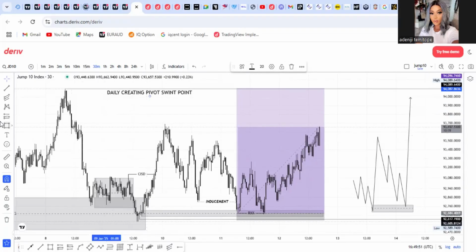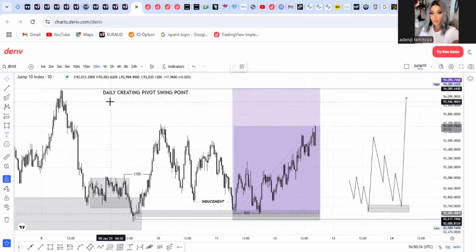All right, now we're going to look at this. What do you want to see? You want to see the power of 3. This is how you draw your confluence for this pattern. When you're looking out for this pattern, these are the things you want to look out for. If you're looking out for the pattern on a daily fair value gap, you want to see daily creating a pivot swing point.